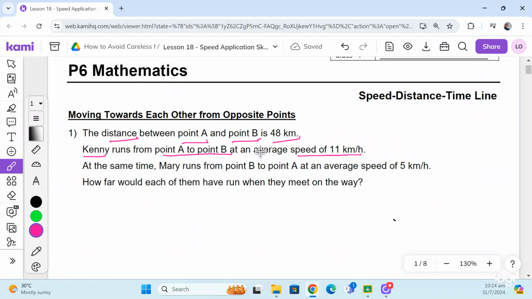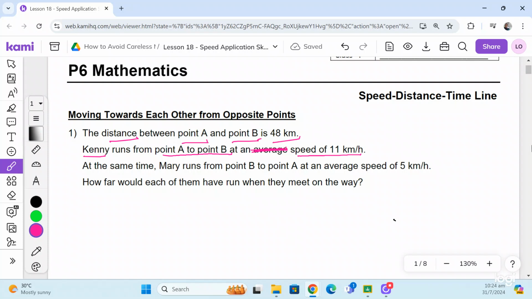Like what I mentioned, the word average means it's constant speed, right? The speed never changes. But you don't have to actually look at this word. You can just read it like Kenny runs from A to B at a speed of 11 km per hour. That'll be more relevant, more easier to understand.